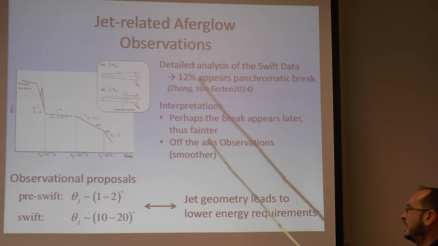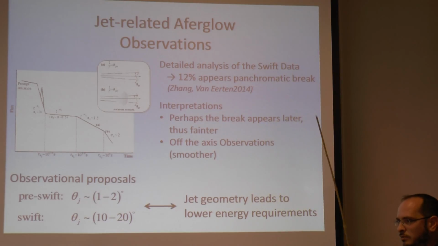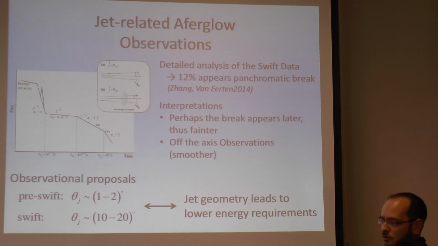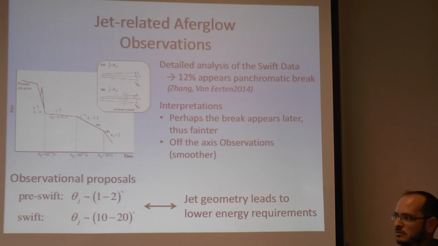And if you assume that you don't have isotropic emission but a jet, a collimated outflow, this means that the total release of energy is not 10 to the 52 or 10 to the 54, but it drops by orders of magnitude. Now we believe that long gamma-ray bursts emit about 10 to the 51 ergs in their prompt phase.